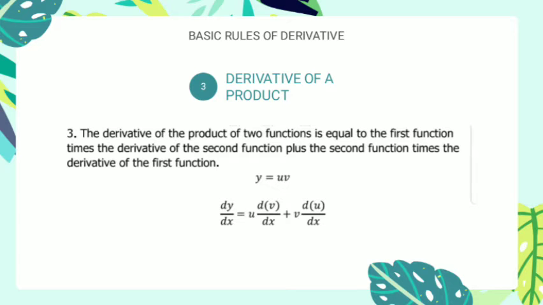The derivative of a product of two functions is equal to the first function times the derivative of the second function plus the second function times the derivative of the first function. So let us put it this way. y is equal to u times v. So dy over dx is equal to u dv over dx plus v du over dx, or simply dy over dx is equal to u dv plus v du. Let me give you an example.